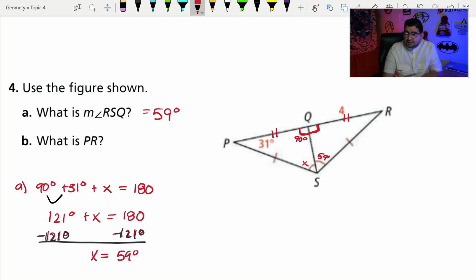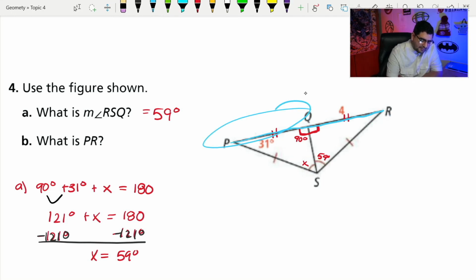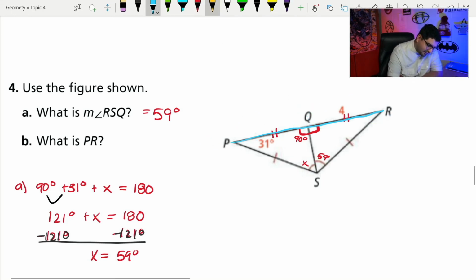Part B is a little easier. They want to know what's the length of this line here in blue. Well, we know from Q to R is 4, and because of the perpendicular bisector theorem, we know that PQ is equal to QR. This line is equal to this line. So basically, these are two lines that have the measurement of 4. So the whole thing would just be 4 plus 4, meaning PR would just be 8.